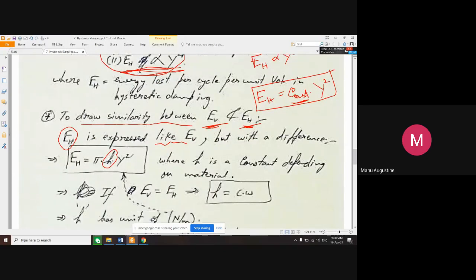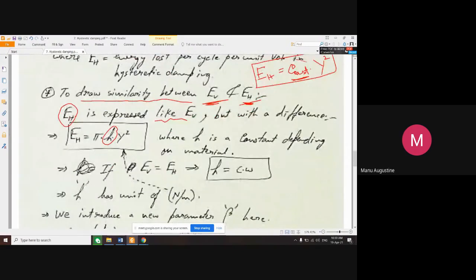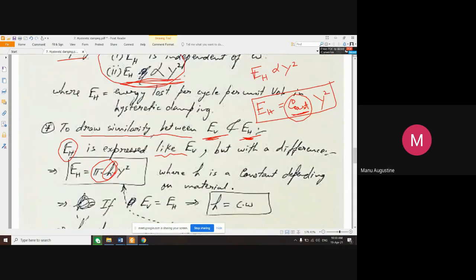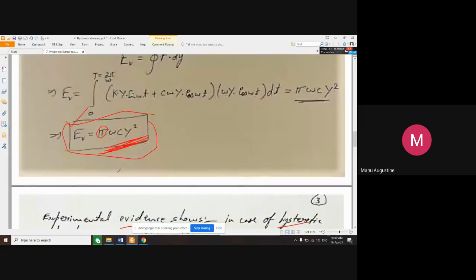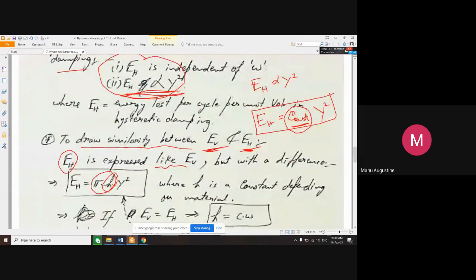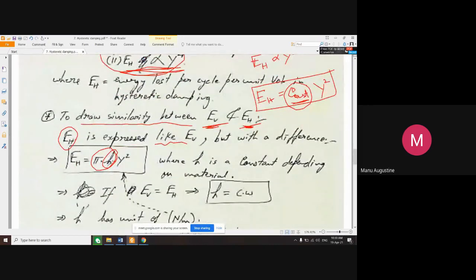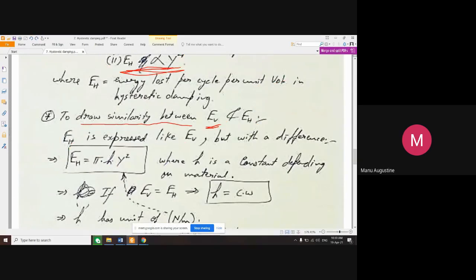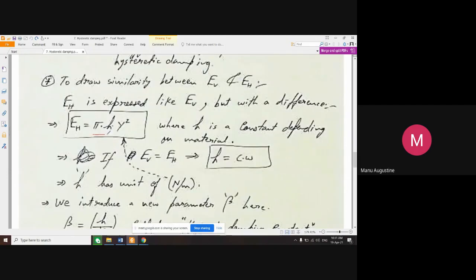and then the remaining constant can be obtained as some unknown constant h. So what you are doing is you are expressing this constant in energy of hysteresis as pi into h. Why are you writing it as pi into h? Because you want to draw similarity between the expression of viscous damping and hysteresis damping. And in viscous damping, you already have a pi here. So that is why you are forcefully introducing a pi, and then the remaining constant is expressed as h. So now we have energy loss in hysteresis equal to pi h y square.